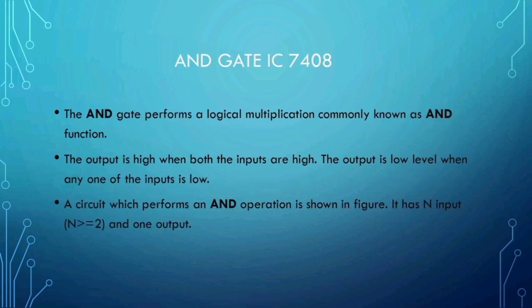AND gate IC7408. The AND gate performs a logical multiplication commonly known as AND function. The output is high when both the inputs are high. The output is low level when any one of the inputs is low. A circuit which performs an AND operation is shown in figure. It has n inputs, n greater than or equal to 2, and 1 output.